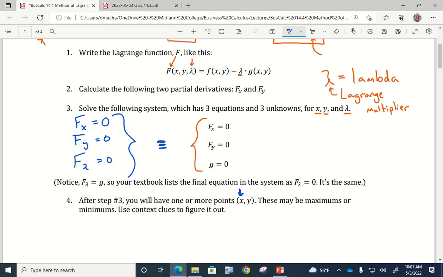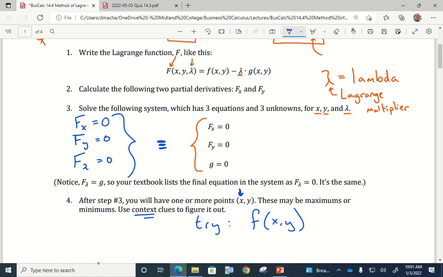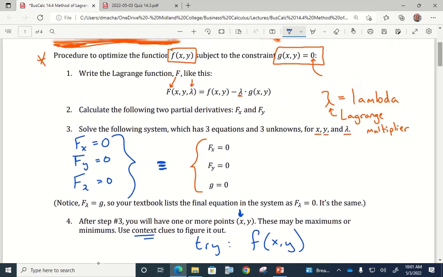But you're going to have to just use context clues to figure out whether it's a maximum or a minimum. Like maybe try plugging those values into f of x, right? So maybe try that and see if it seems to be giving you a really large value or a really small value compared to the other values of the function that you maybe know about. And you just have to, again, be a little bit clever in using your context clues to figure out if you're talking about a maximum or minimum.